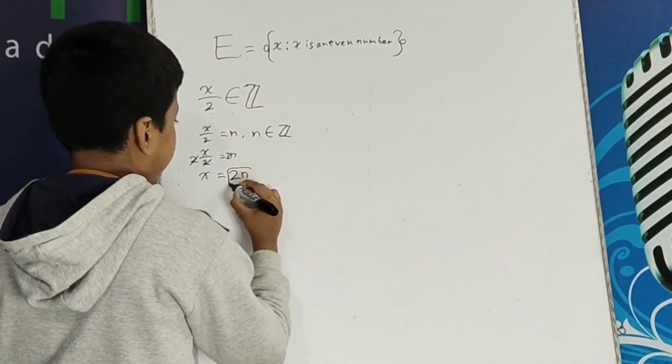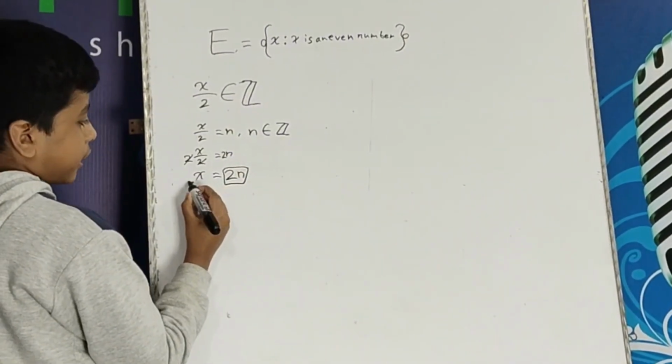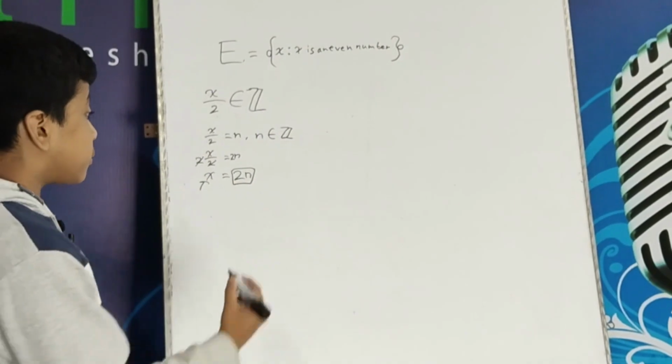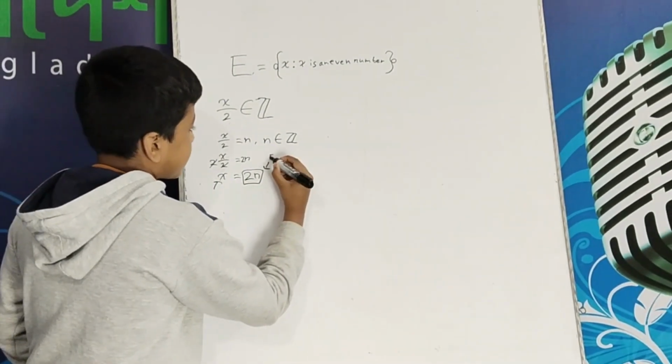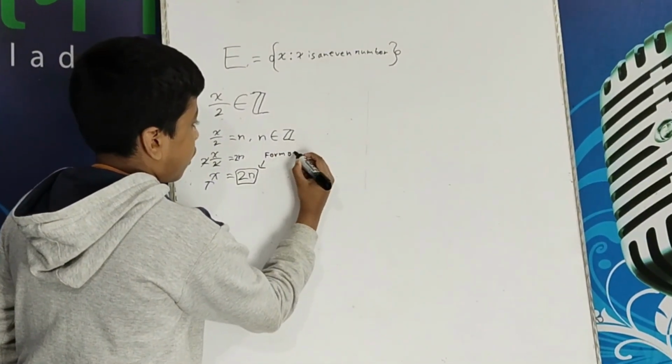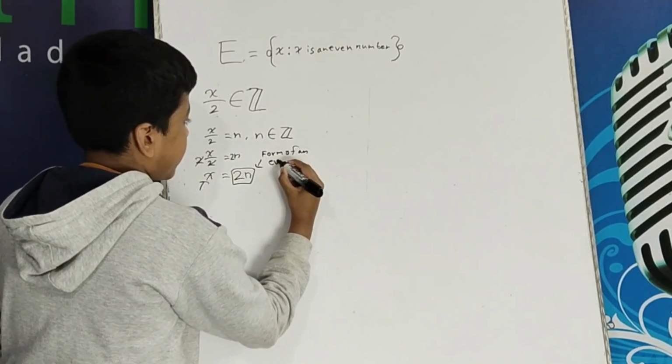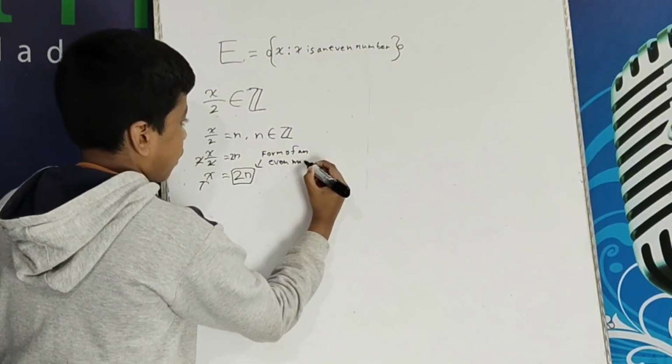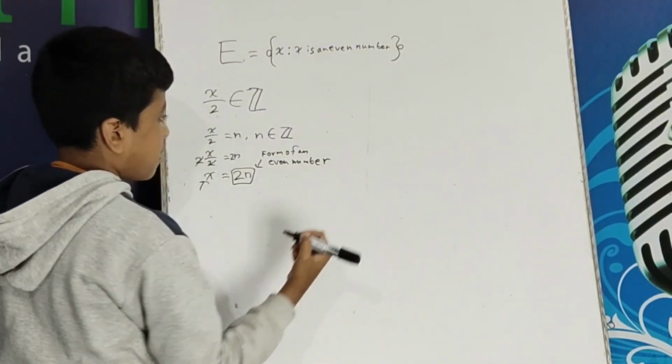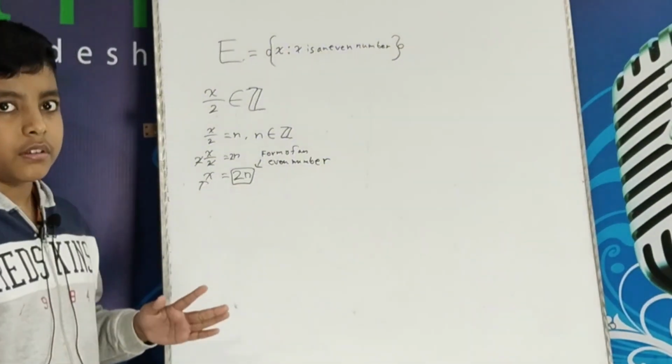So, we already have established that X is an even number. So, this is the form of an even number. This is an even number, okay?